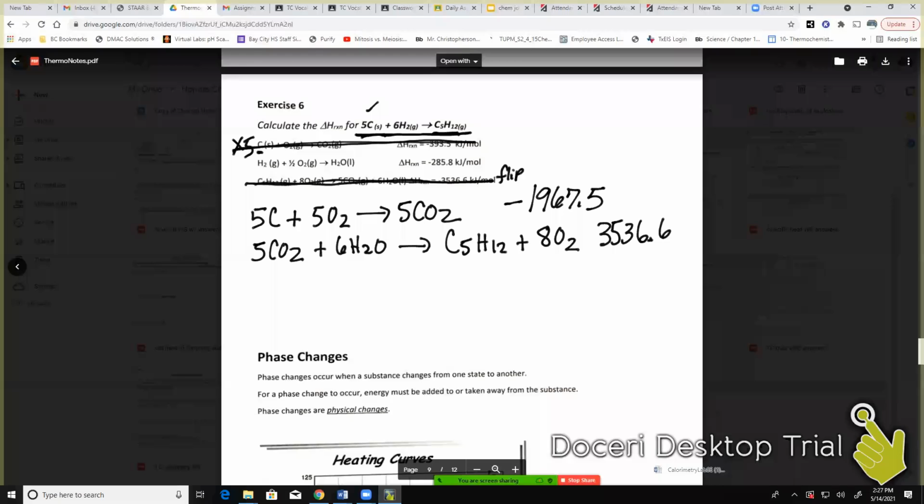So now I have to address my hydrogen, and it's not going to be bad because hydrogen's only in one equation. So I need 6 hydrogen, and it's on the right side here. So I need to multiply this equation by what? 6. And notice that you need 6, like not 6 atoms, you need 6 moles of H2. So it becomes 6H2 plus 3 oxygen gives me 6H2O. And then I need to do my negative 285.8. I need to multiply that by 6.